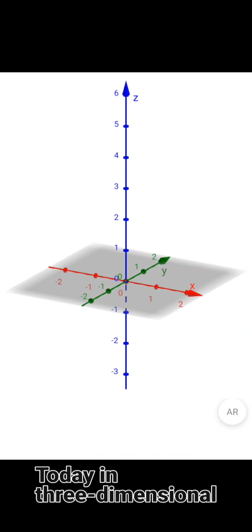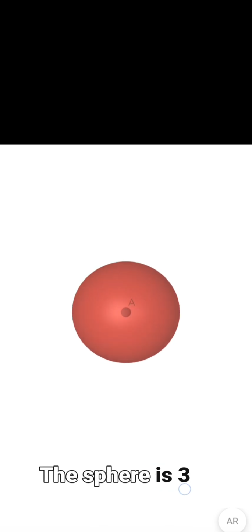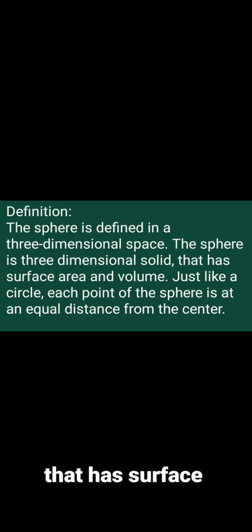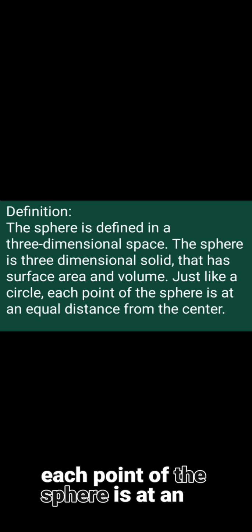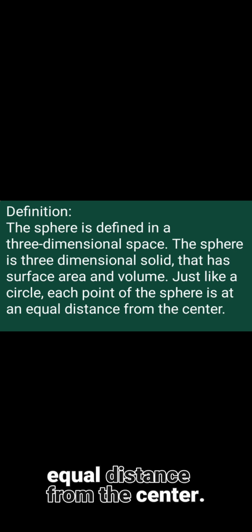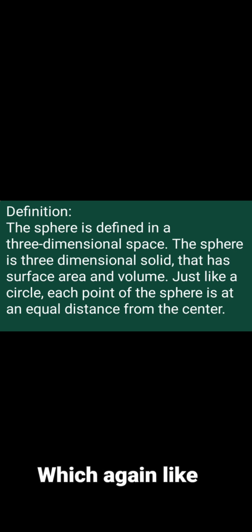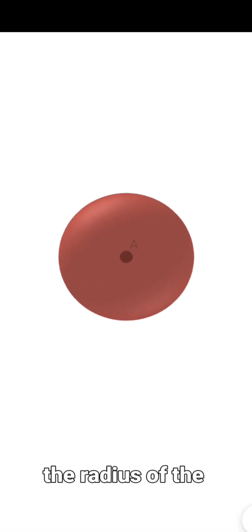Today in three-dimensional geometry, we are going to discuss a very interesting shape, that is the sphere. If I talk about the definition, the sphere is defined in three-dimensional space. The sphere is a three-dimensional solid that has surface area and volume. Just like a circle, each point of the sphere is at an equal distance from the center, which, again like the circle, is called the radius of the sphere.